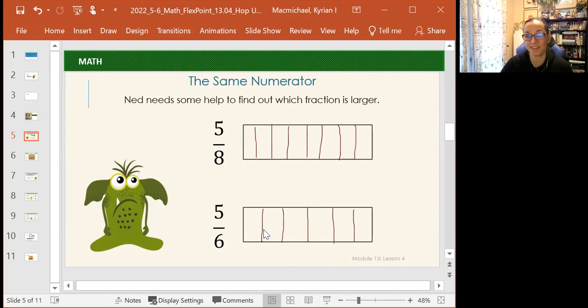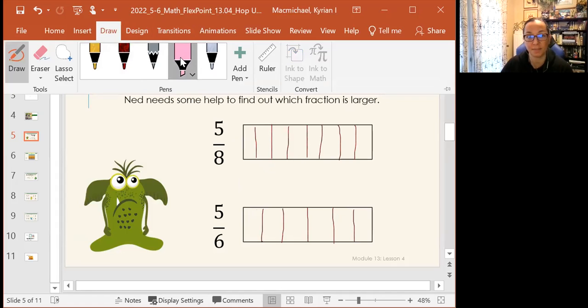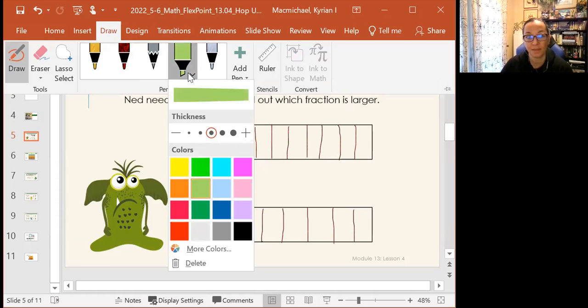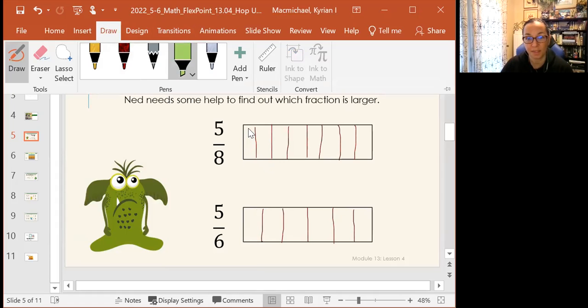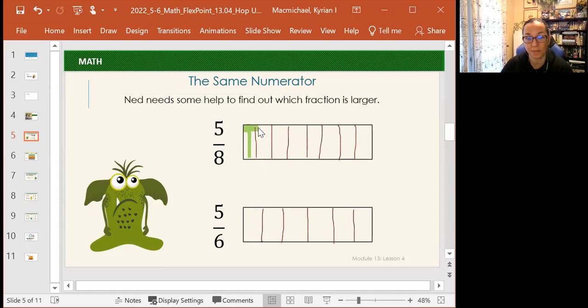I want to shade these in to model. I can already kind of see, can you tell which pieces are smaller? Yeah, the 8s look a little bit smaller than those 6s. But let's compare just to make sure. So I'm going to get my handy dandy highlighter. We'll do a light green today. And I'm going to count 1, 2, 3, 4, 5. So this brings me just about to 5/8 right here.